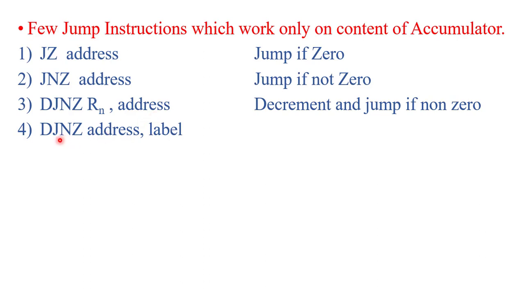Next is DJNZ address, label. Here we use a label because the address is given here also. If I write address, you may be confused. That is why I write label here. This instruction means decrement and jump if non-zero.